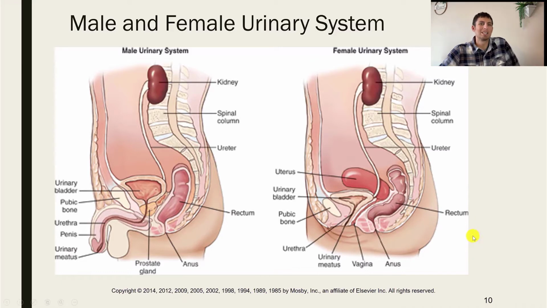Obviously, here's where we get to the external genitalia of the male and the female, and there's going to be obvious differences there. Of course, the male having the penis and the female having the vagina, which we will discuss in more detail when we get to both the male and female reproductive systems. But just note that there is a little bit of shared anatomy between the two systems, albeit is quite small.